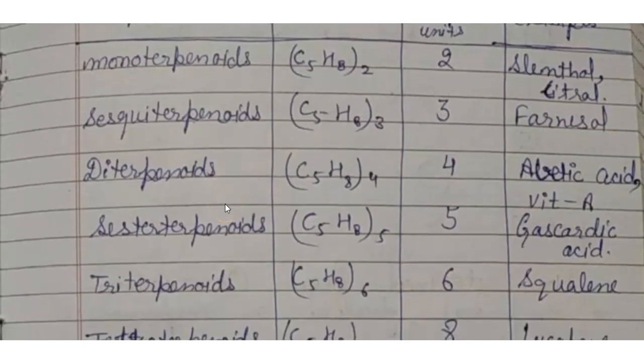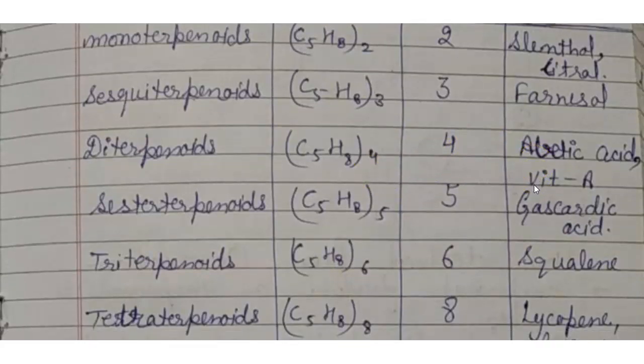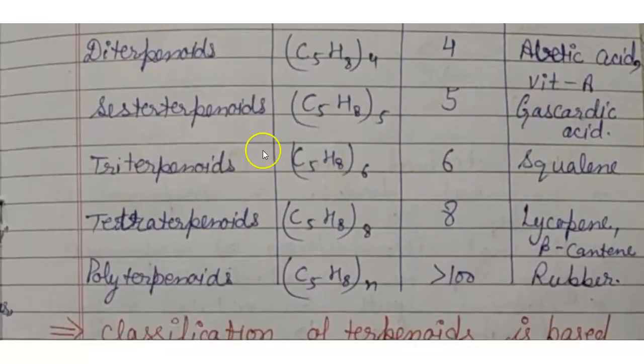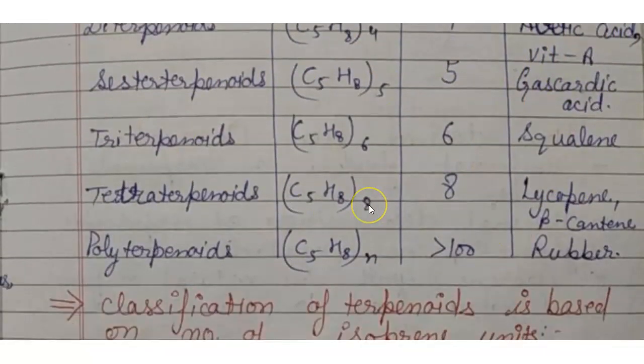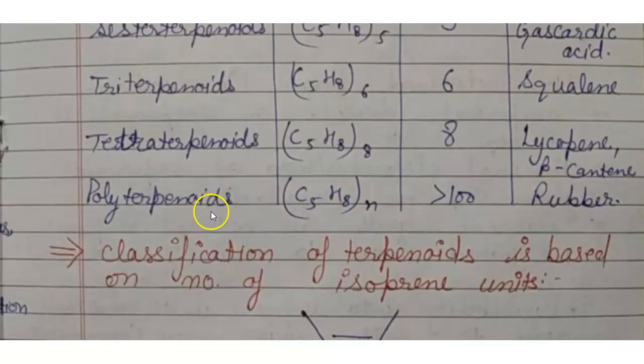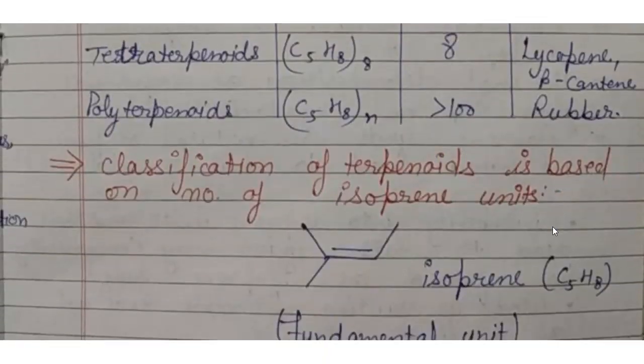Next are diterpenoids, C5H8 four times. Its isoprene units are 4 and its examples are abietic acid and vitamin A. These are examples, and the rest you can note down. Polyterpenoids have the formula C5H8 n times, where n is greater than 100. They have more than 100 isoprene units and its example is rubber.